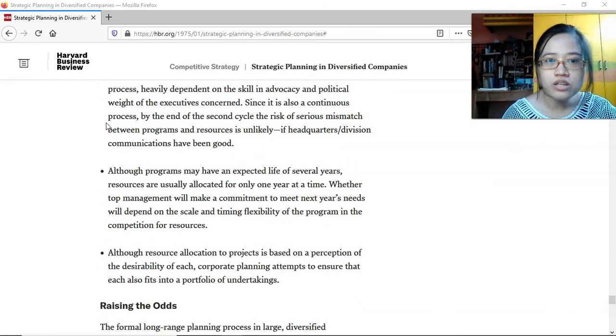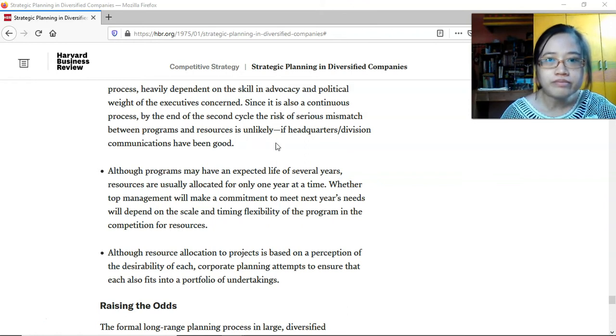Since it is also a continuous process, by the end of the second cycle, the risk of serious mismatch between programs and resources is unlikely if headquarters or division communications have been good. Okay, so kumbaga proper communication nga between the divisions, right? Before siya makarating sa top. Kasi normally top yung nag-a-approve ng budget or nung allocated resources.